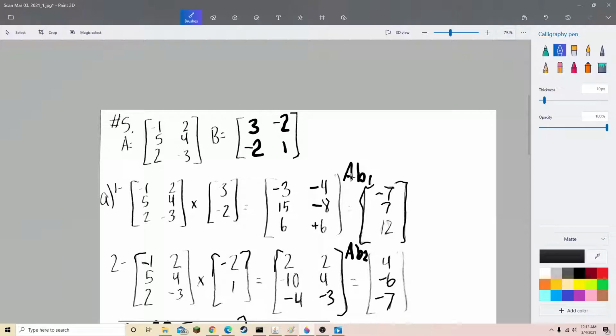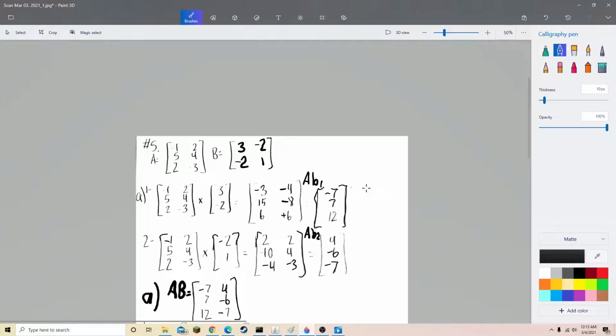So starting off with AB1, I just took matrix A and I multiplied it by the first column of matrix B. That's where the 3 and the negative 2 comes from here. Then I took 3, the first variable in the matrix, and I multiplied it by the first column of matrix A to get negative 3, 15, and 6. And then I took negative 2 and multiplied it by the second column to get negative 4, negative 8, and 6. Then I added the results together to get negative 7, 7, and 12, and that is AB1.